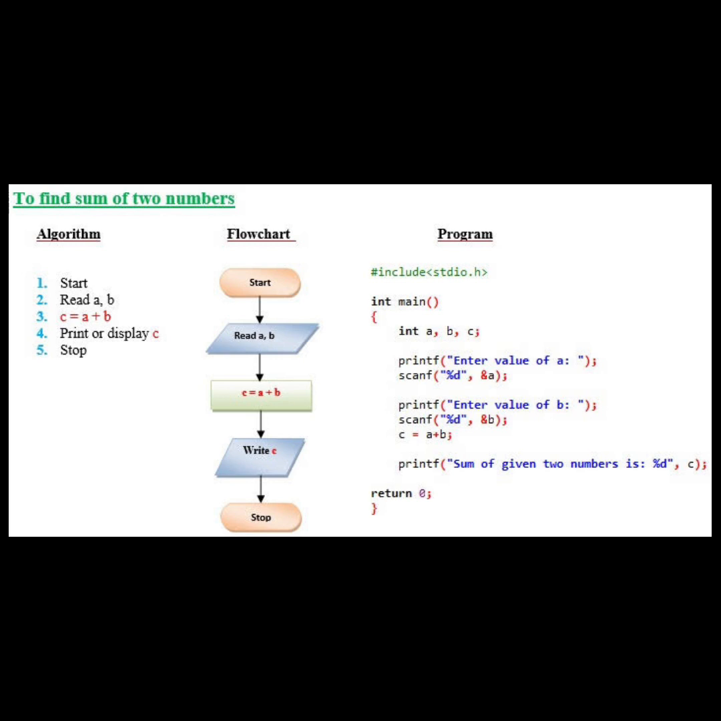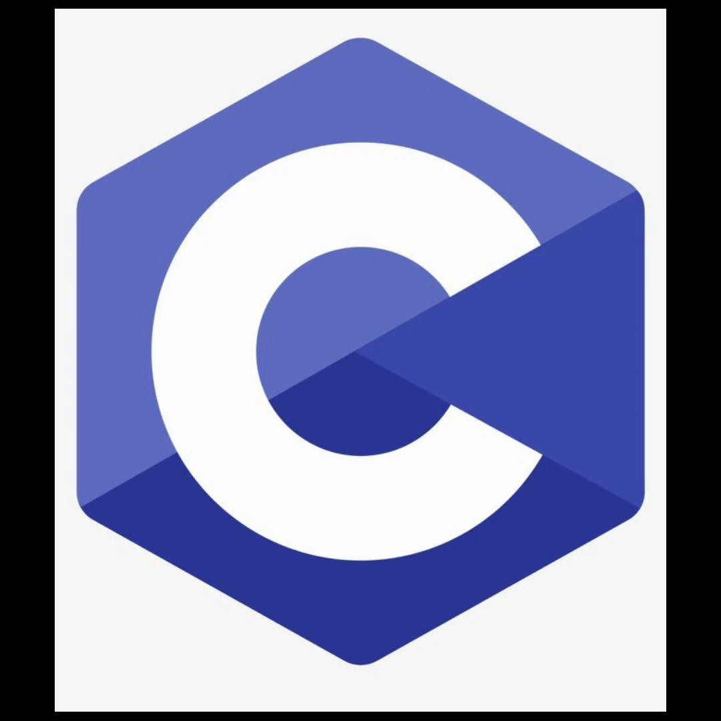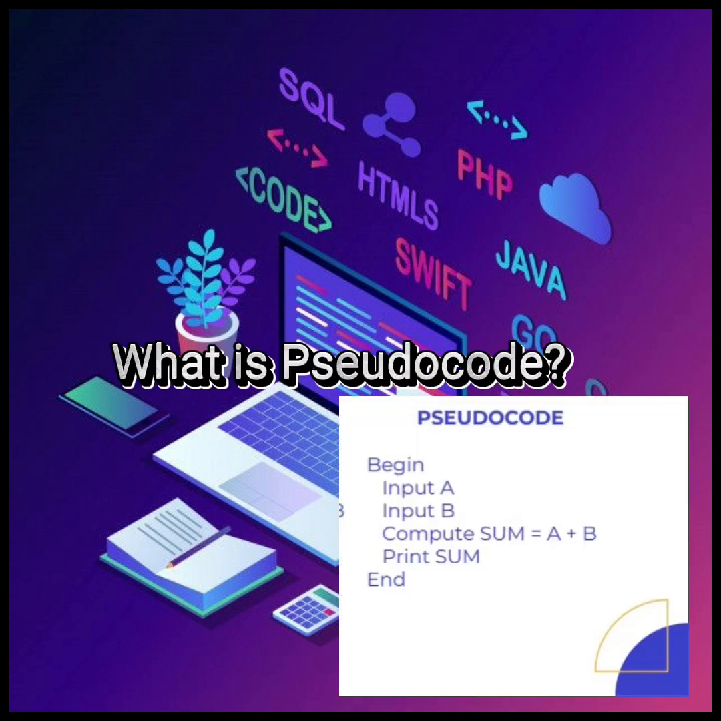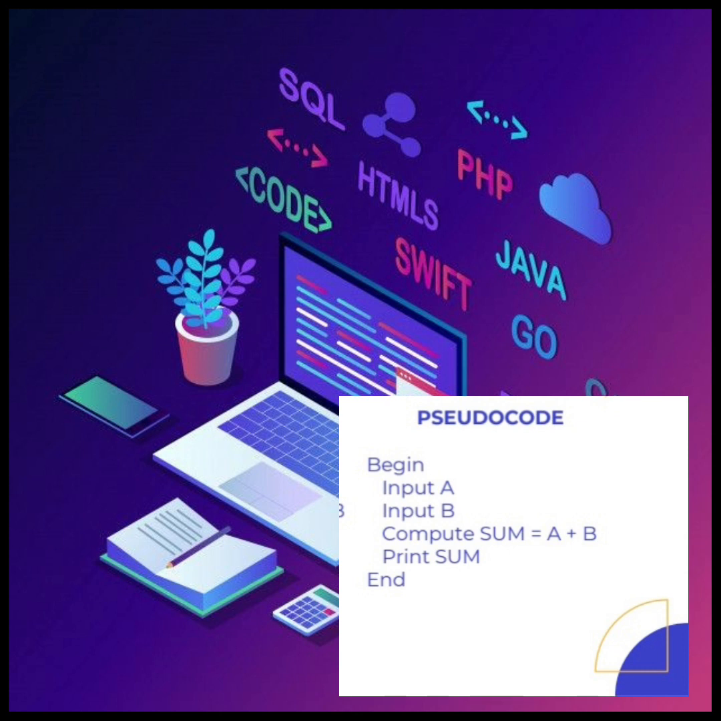The next step is printing the result to the screen. And the last step is stopping the program. And that is an example of an algorithm in the C programming language. Our next topic is to understand pseudocode and what is the function of pseudocode in C programming language. What is pseudocode and how is it different from algorithms? Let's start.